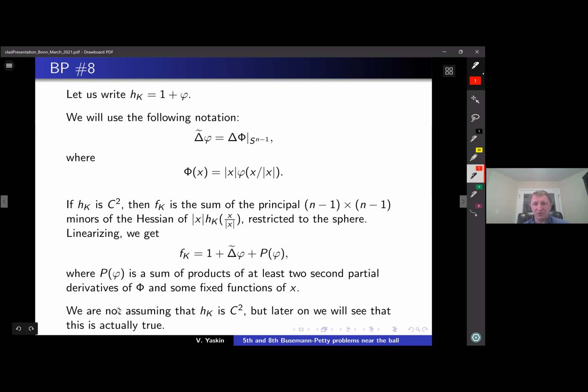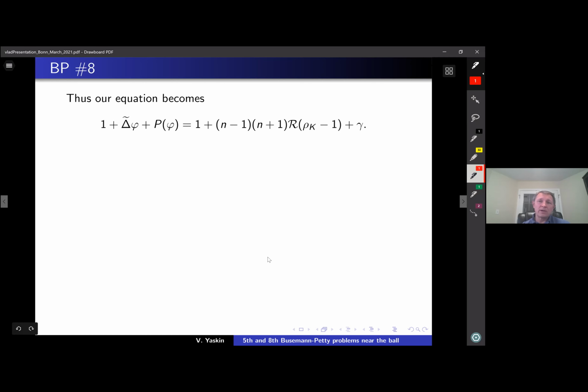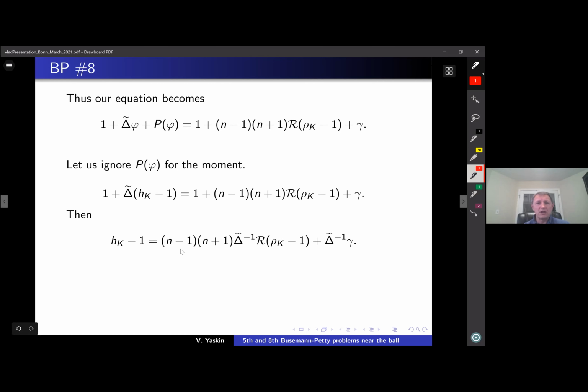We didn't make such an assumption. We're treating the general case. But later on, you will see that this is actually true, that it's in C2. All right, so we linearize Fk like this, so we end up with this equation. Left-hand side, right-hand side. Again, as before, if we ignore this term here, then we get a simpler equation. So what do you do with it? If you ignore this term, this is gone, phi is HK minus 1, and then you can cancel 1 from both sides, invert this Laplacian tilde, and you end up with something like this.